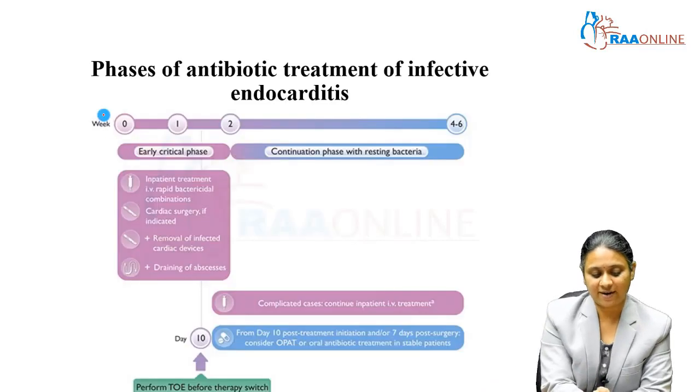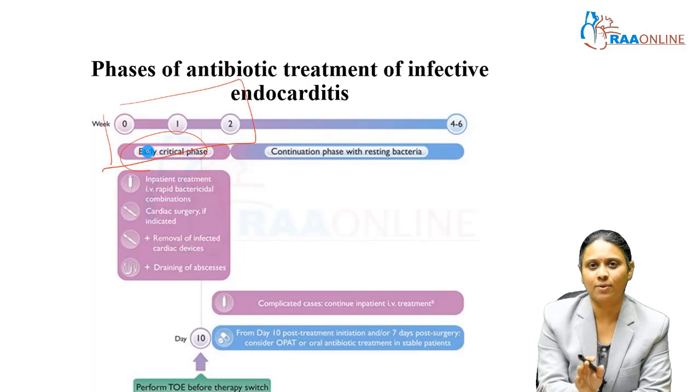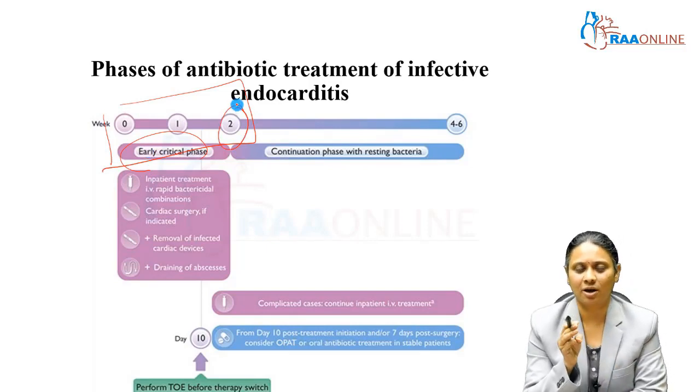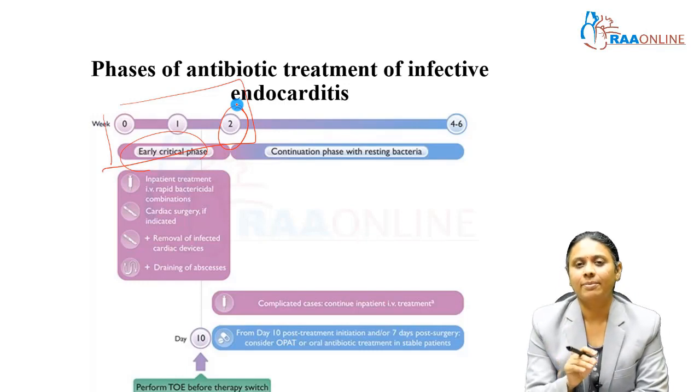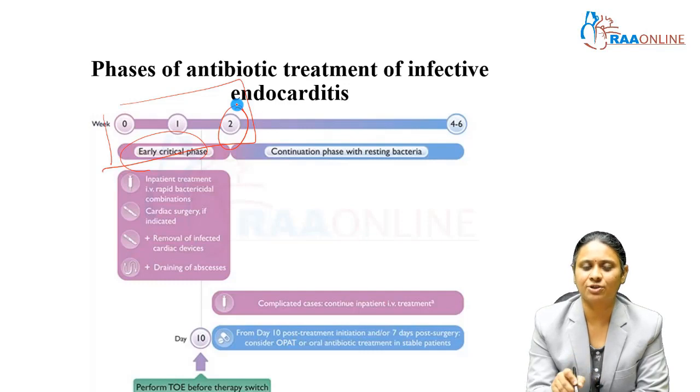So the phases of antibiotic therapy: the initial 2 weeks is the early critical phase, IV only, no oral. After the second week, if there is no heart failure, no ongoing regurgitation, vegetation is less than 10 millimeter or has disappeared, the patient is not in failure or shock, and it is not staphylococcus or fungal infection, only then can we change to oral, OP, daycare based antibiotic therapy.